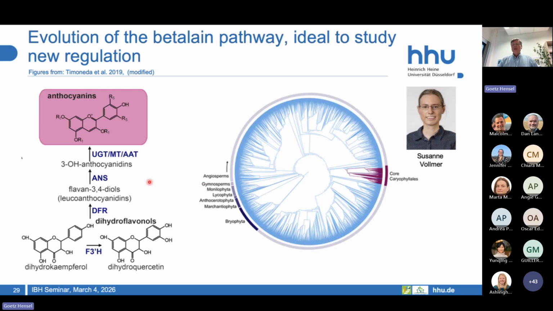But amaranth belongs to the family of the Caryophyllales. And here you can see this is a very small group of plants which have developed a different type of pigments, the betalains. So plants which accumulate betalains do not have anthocyanins. And we were interested in how this can happen.